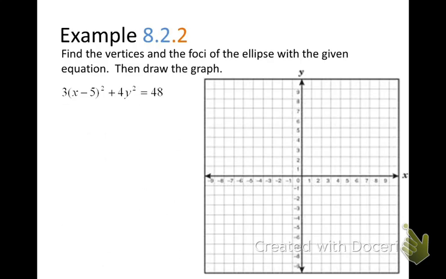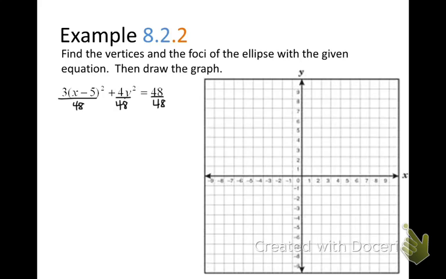So now we want to find the vertices and the foci of the ellipse with the given equation and then draw the graph. Okay. So is this equation in good form right now? No. I need this side to be equal to 1. How can I make that happen? Divide by itself, right? So if I divide that piece by 48, then I need to divide everything else by 48, right?